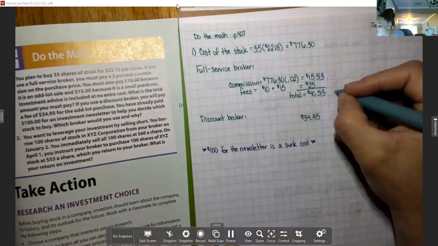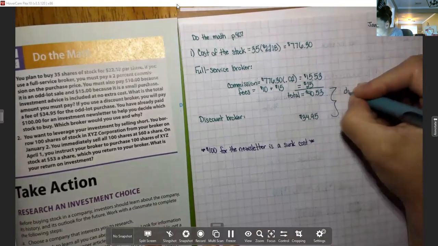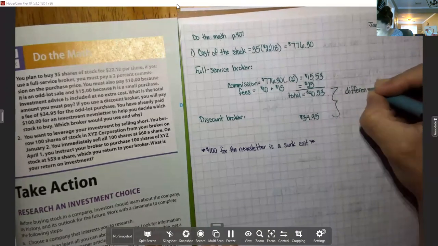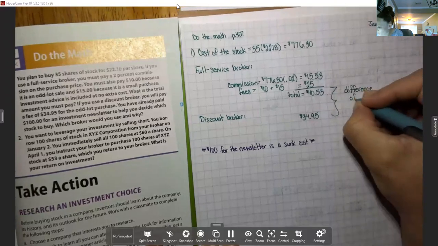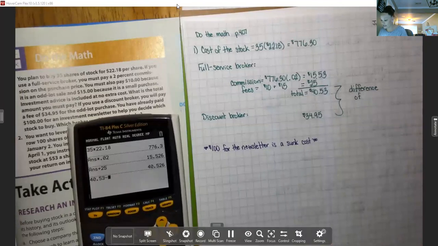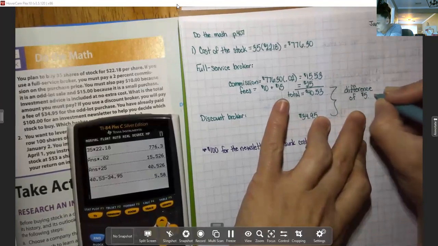All right, so we need to figure out the difference between the 2 brokers. So $40.53 minus $34.95. It's a difference of $5.58.